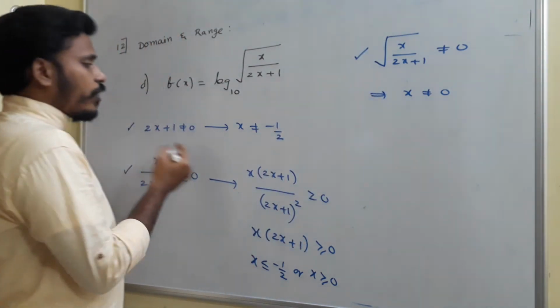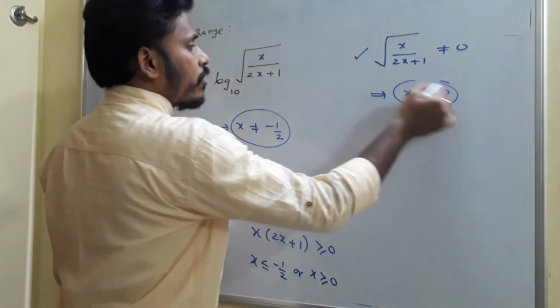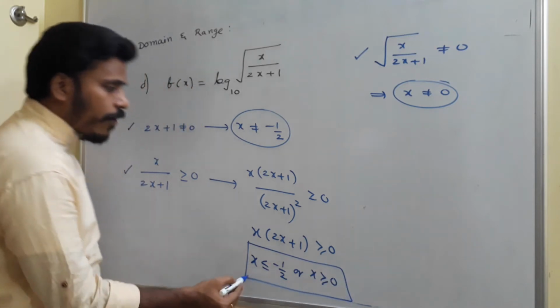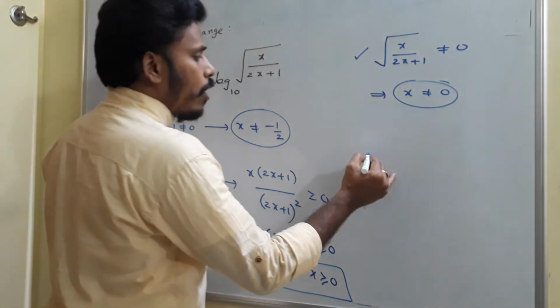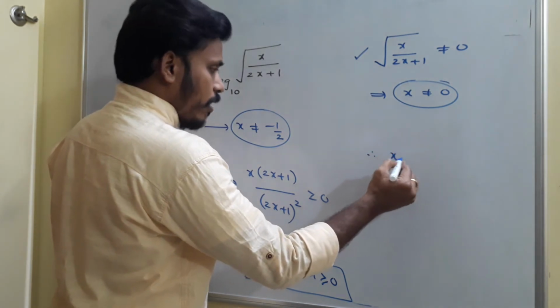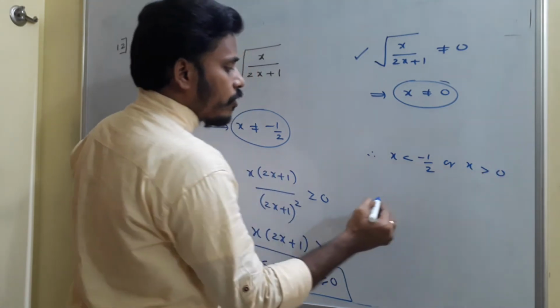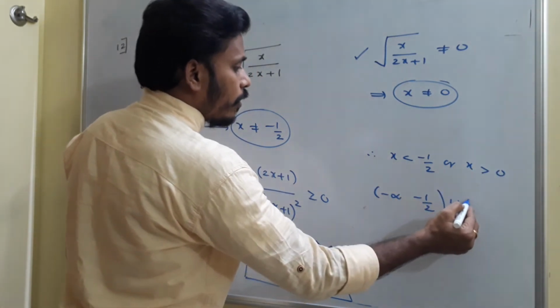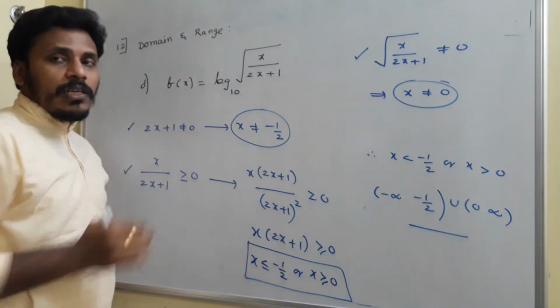So from the first restriction, x is not equal to minus 1 by 2. From this restriction, x is not equal to 0, and from this second restriction we have that x is less than or equal to minus 1 by 2 or x is greater than or equal to 0. When you combine all these restrictions, x is less than minus 1 by 2 or x is greater than 0. So minus infinity to minus 1 by 2 union 0 to infinity is the domain for this given function.